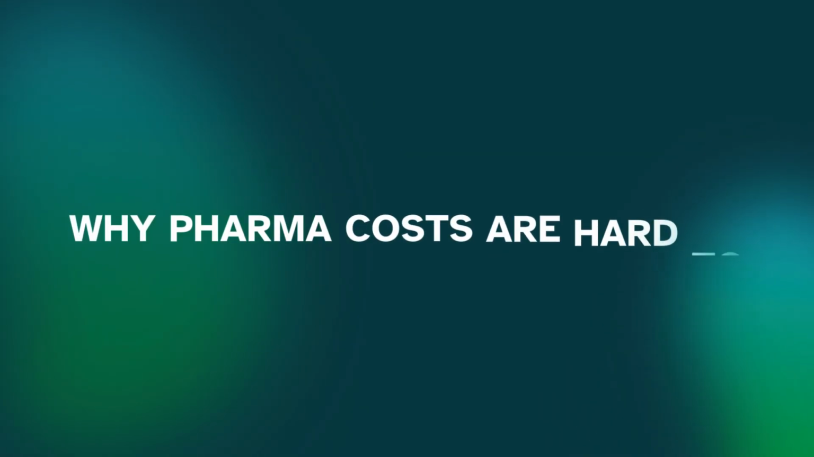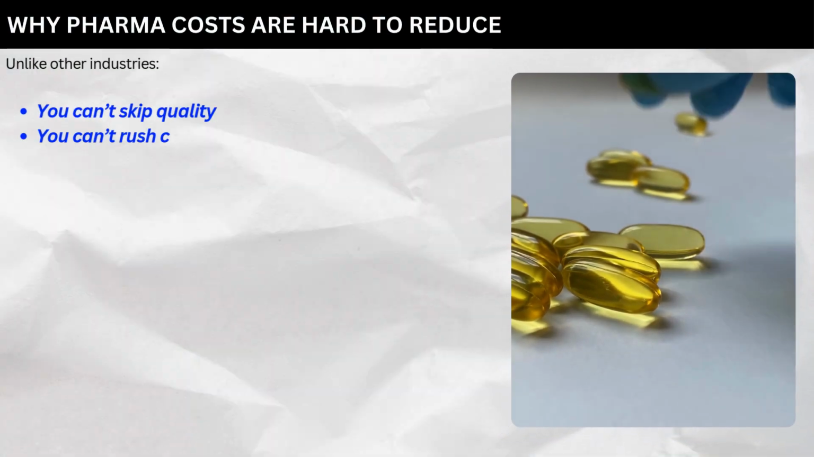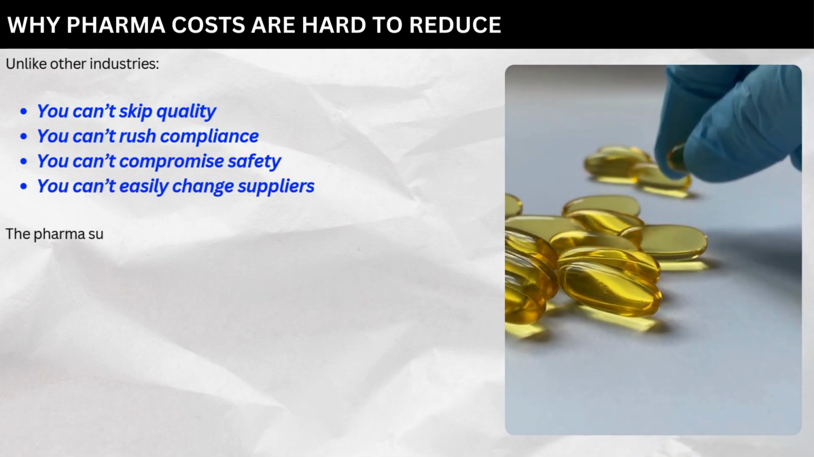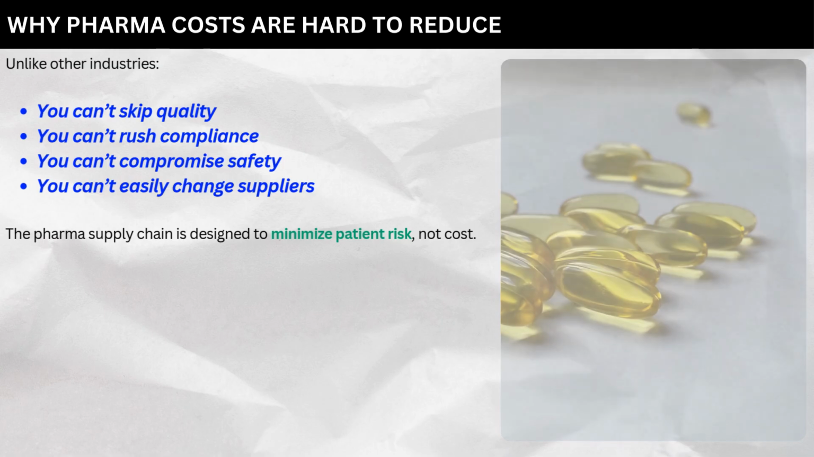Why pharma costs are hard to reduce. Unlike other industries, you can't skip quality, you can't rush compliance, you can't compromise safety, you can't easily change suppliers. The pharma supply chain is designed to minimize patient risk, not cost.